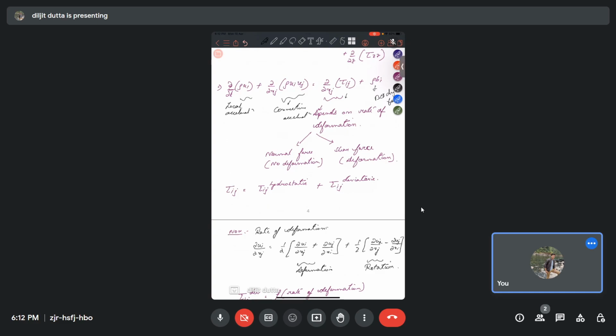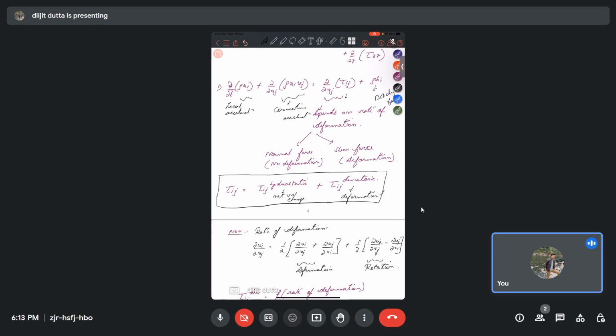So how do we do this? We use the law of superposition, and we break the equation tau_ij into two parts. One is tau_ij hydrostatic and the other is tau_ij deviatoric. The deviatoric part will contribute to deformation and the hydrostatic part will only contribute to net volume change.